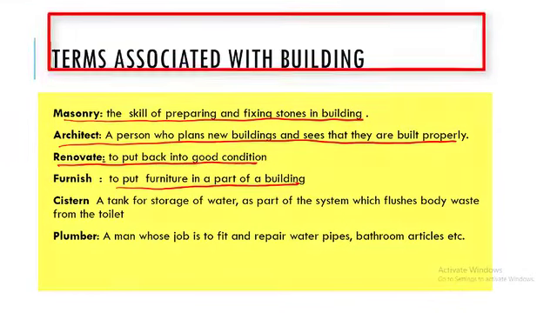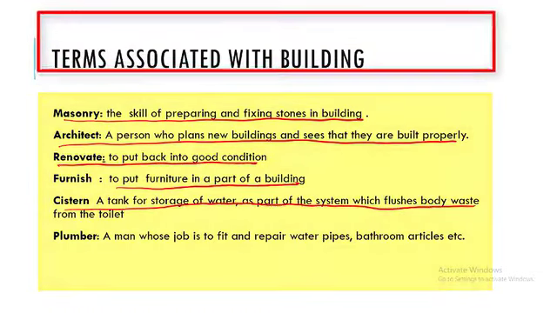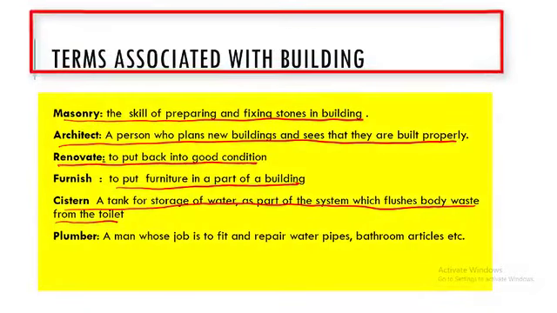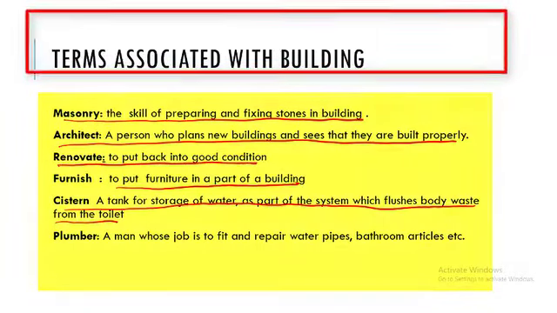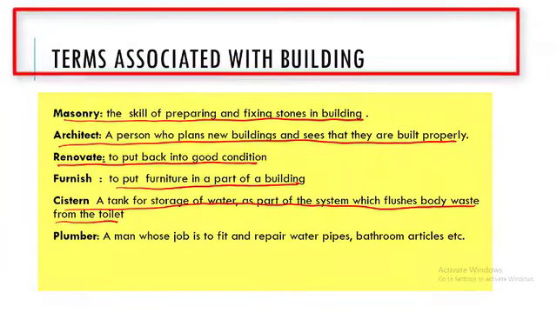Then we have what we call the cistern. The cistern is a storage of water, which flushes human waste from the toilet. It's always attached to the wall. What you have in the toilet, which you call your water closet. We have the cistern. That's the tank for storage of what? Water. Then we have who we call a plumber.